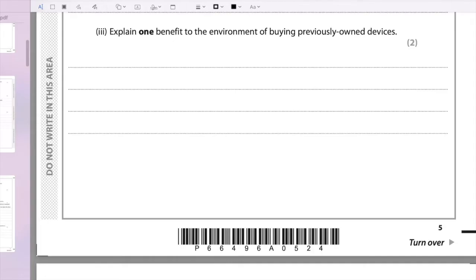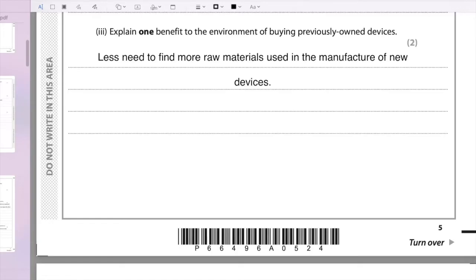It's more sustainable. So I just need to choose one of those benefits and write a brief explanation of it. So my answer here for 2 marks is less need to find more raw materials used in the manufacture of new devices, so less cost to the environment.